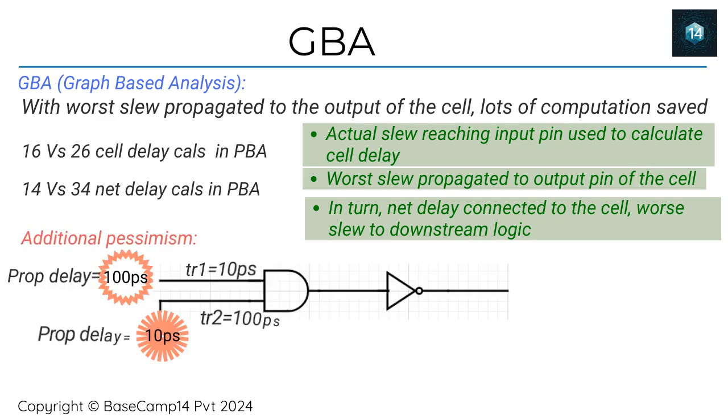But this comes with additional pessimism. Take a look at this example. Arrival time at one of the inputs is 100 ps and the other one is 10 ps. But the pin with worse arrival has far better slew than the other one.